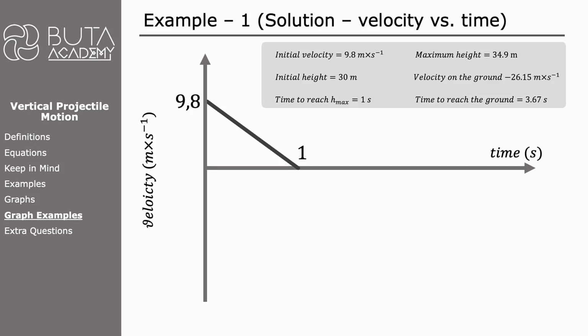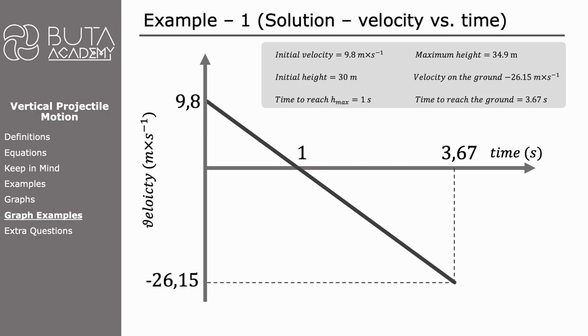After reaching the maximum height, the ball starts to fall down. Therefore, its velocity becomes negative. That's why we continue to plot the graph below the x-axis. This motion continues until the ball hits the surface at the time equal to 3.67 seconds. The velocity of the ball at this exact moment is minus 26.15 meters per second.